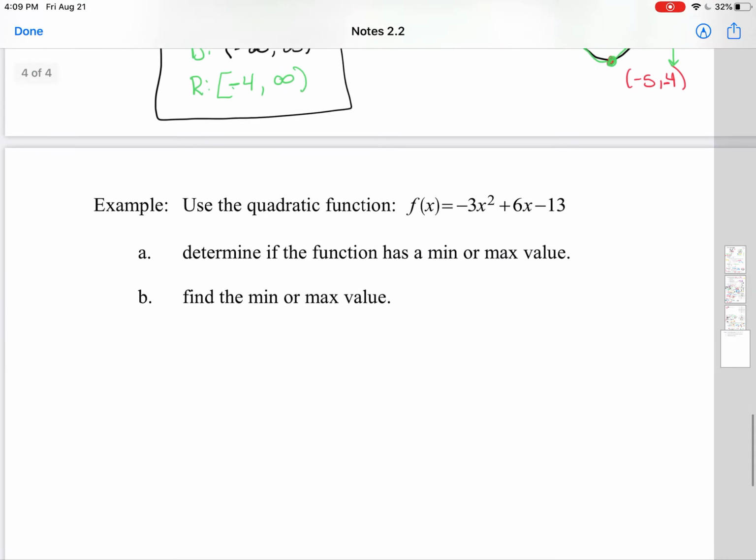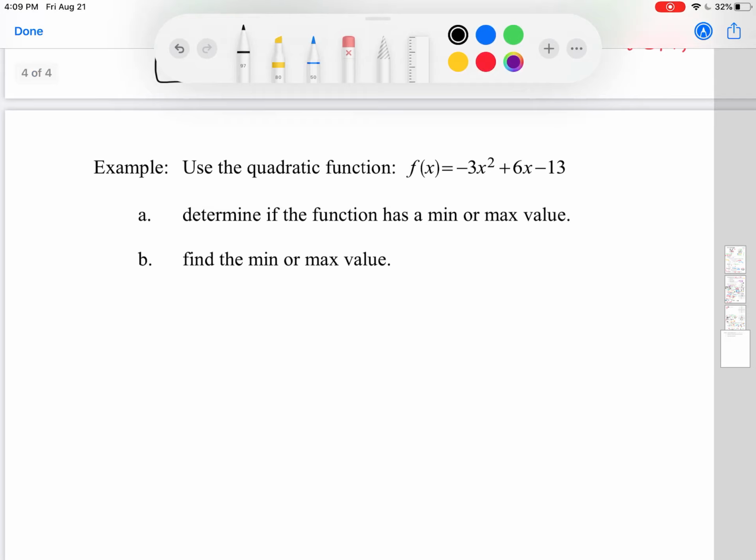And the last question of the day is to use the quadratic function f of x is equal to -3x squared plus 6x minus 13, and use that function to determine if the function has a minimum or a maximum value. Okay? And what that means is it's going to be a minimum if it has a low point and a maximum if it has a high point. Well, how are we going to determine the differences between a graph opening up and a graph opening down? We've been doing that this entire set of notes, okay?